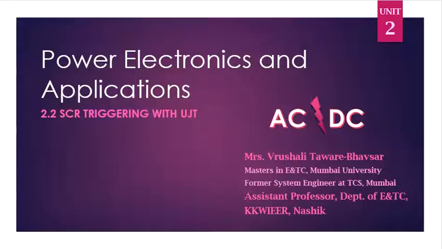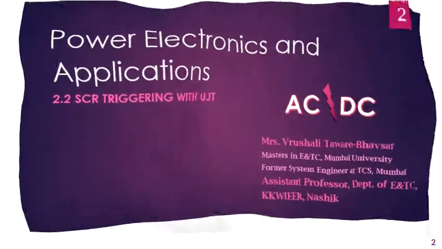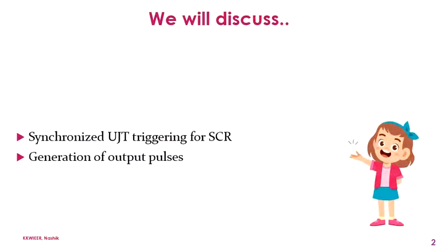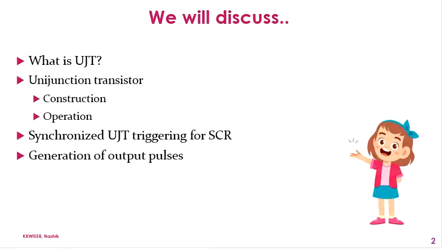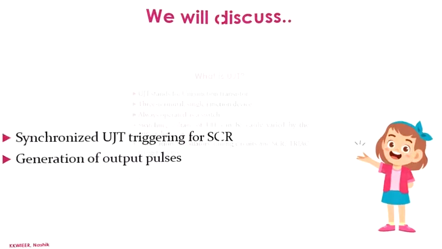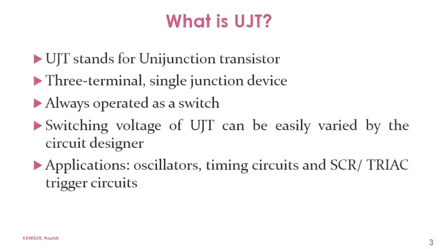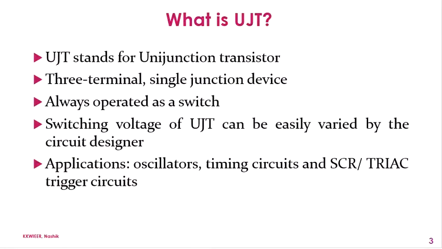In this video, we are going to see how UJT, that is unijunction transistor, can be used to trigger the thyristor. So before starting with the triggering operation, we will see what is UJT, its construction, operation, and then synchronized UJT triggering for SCR. We will also see the generation of output pulses. So let's start. What is UJT?